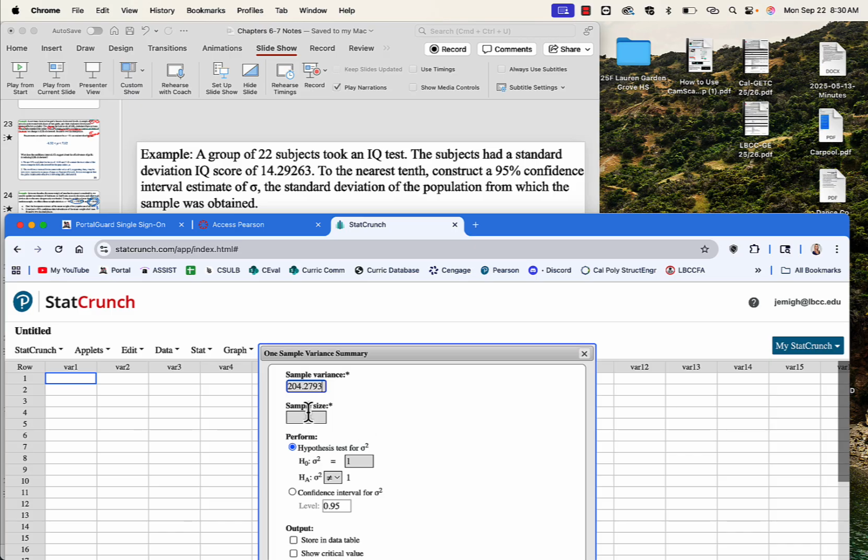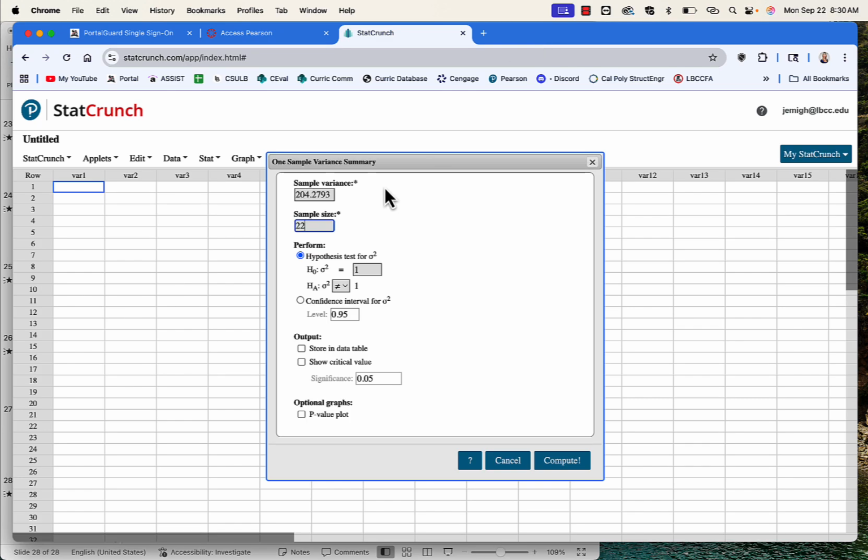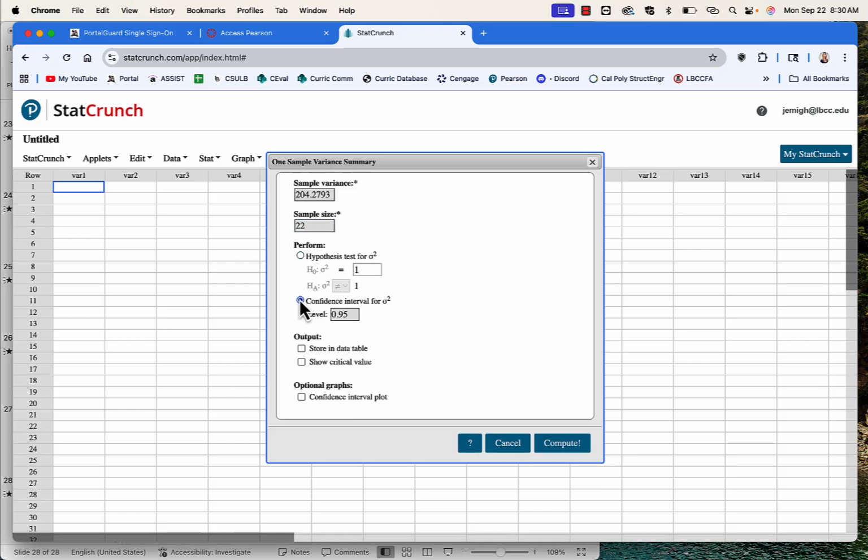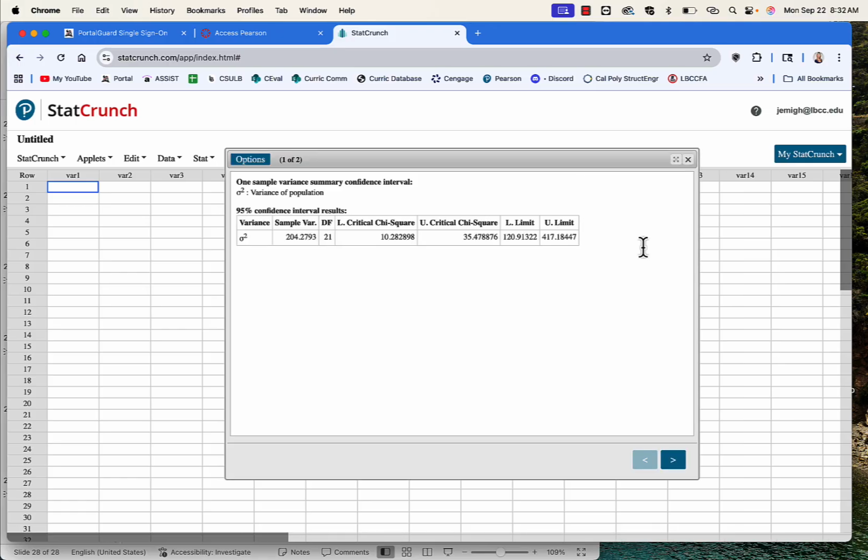Okay, sample size was 22 subjects. And we're not performing a hypothesis test. That will be chapter 8. So we want to click on confidence interval for sigma. 95% is the default. And we hit compute.